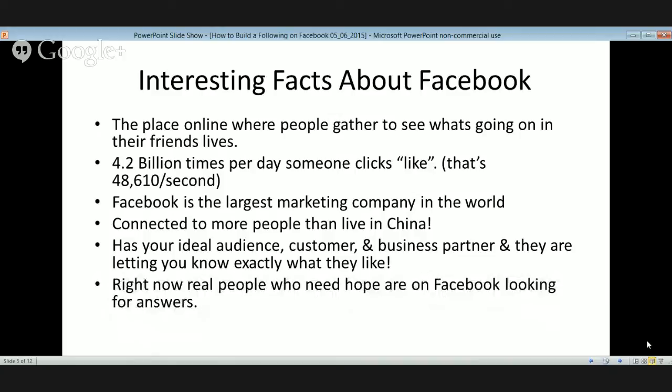Right now, and to me, this is what I am passionate about. Real people who need hope are on Facebook looking for answers. Now, they may not actually be looking, they're really there connecting. And one thing you have to know about social media, just a little side note, a little tip, is that every social media platform has a different feel and a different way that you interact.